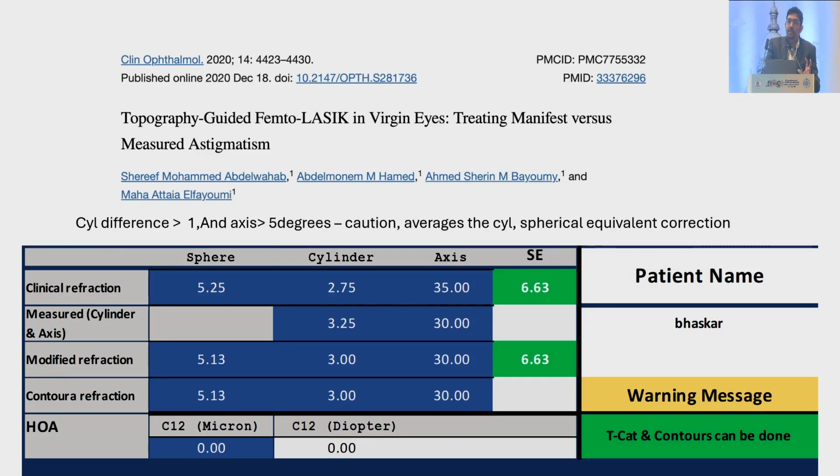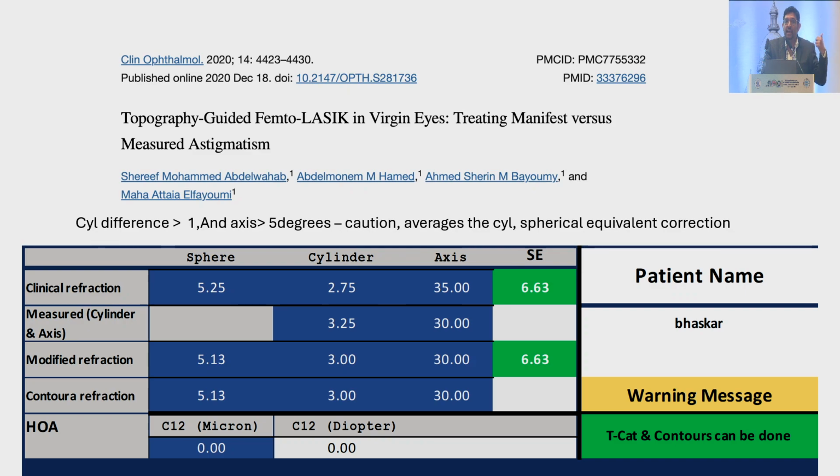So you also have this paper, and you have a link to the Excel sheet in this paper, where you can feed in the data, in terms of your clinical refraction and your measured refraction, and it tells you whether you can go ahead with a topography guided treatment or you need to exert caution. The points for caution would be a cylindrical difference of more than 1 diopter, an axis difference of more than 5 degrees. And here it is actually averaging the difference between the topo and the manifest refraction in terms of the cylinder, and it tries to maintain your spherical equivalent.